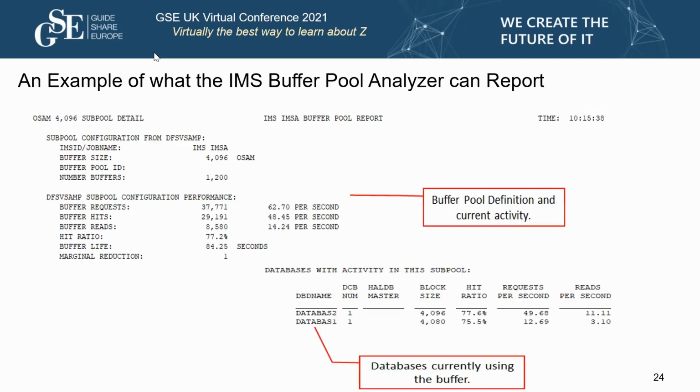So here I begin to show you some of the reporting that is generated. In this example, you see a subpool detail summary, and in this case it is for the OSAM 4K subpool. You will see a subpool detail report for each buffer pool that is defined. The report includes actual subpool configuration, actual subpool performance, hit ratio, and then IMS databases with activity in this subpool and the velocity of this activity.